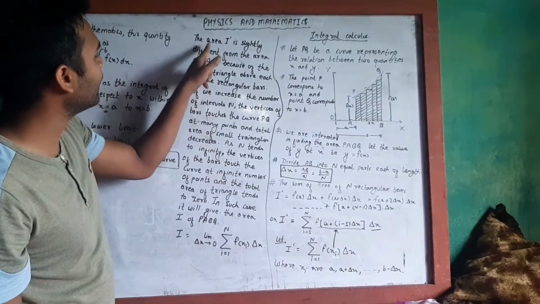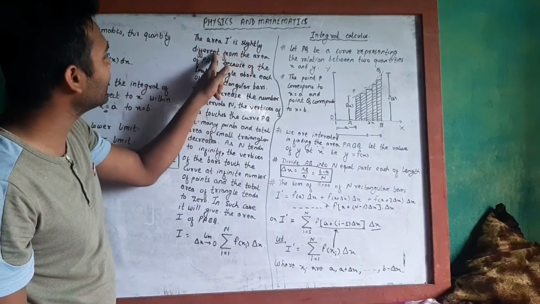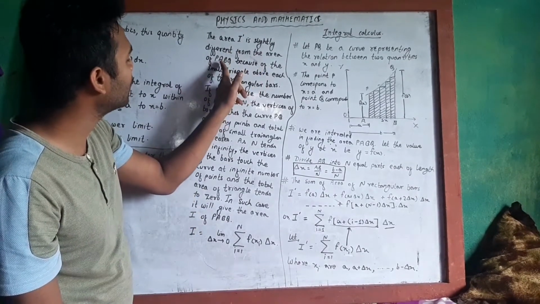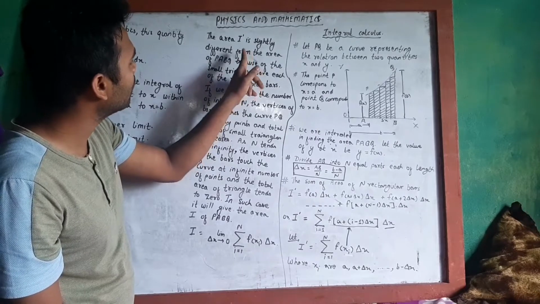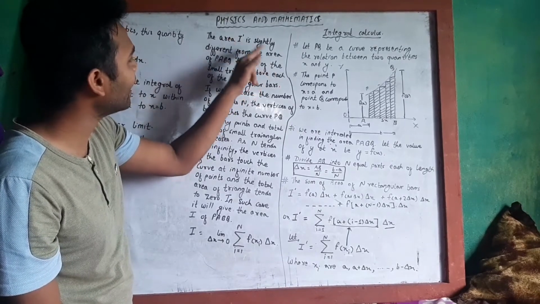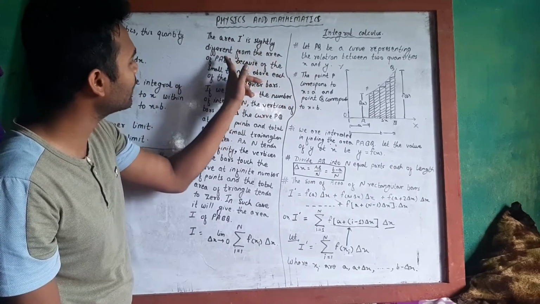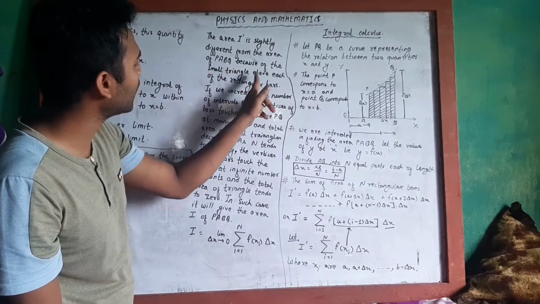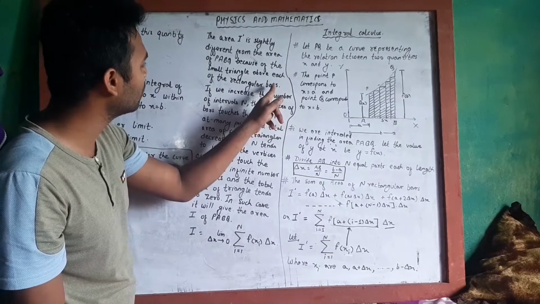That's why the area I dash is slightly different. It is smaller than the perfect area of PABQ, because of the small triangles above each of the rectangular bars.